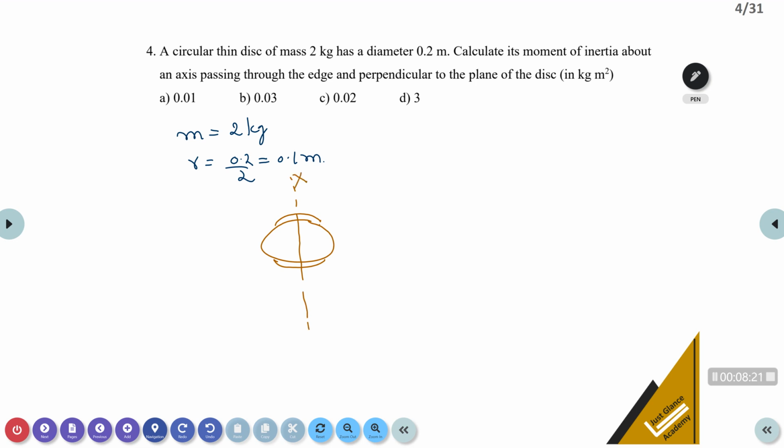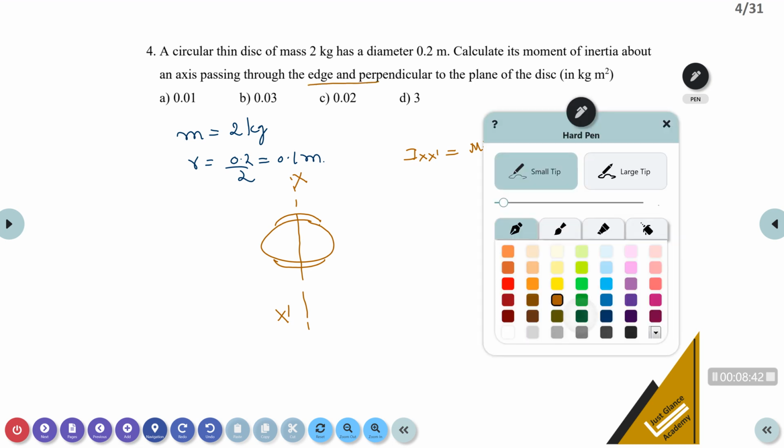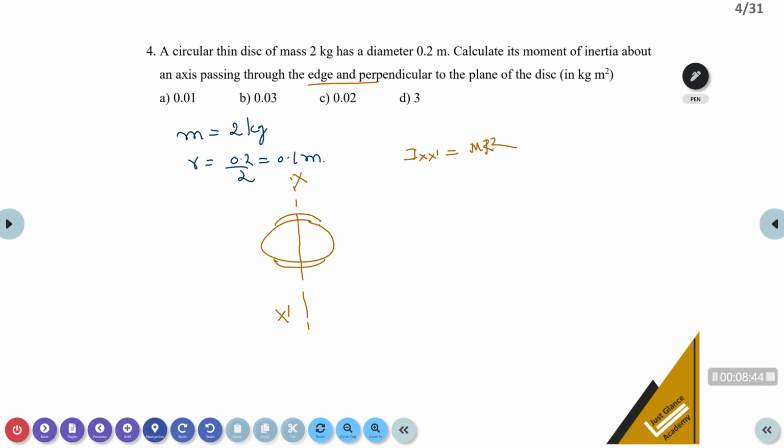Moment of inertia about the axis x dash passing through its center and perpendicular to its plane, we know that I x dash equals, for the ring, M r square. But now it is asking through the edge, perpendicular to the plane. This is the edge. This is PQ, and this distance is R. So moment of inertia about PQ, you have to apply the parallel axis theorem.